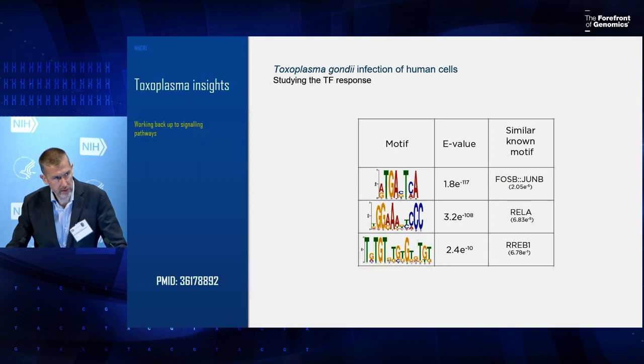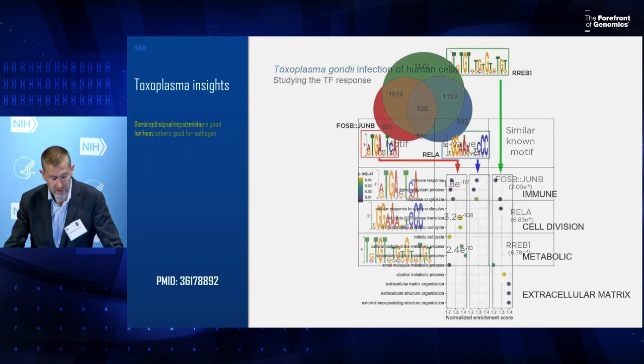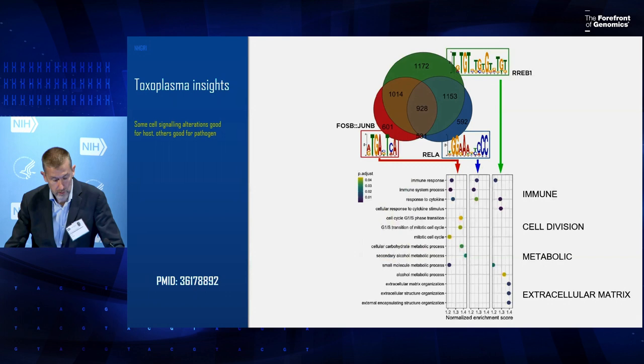motifs, and FOSB, JUNB is AP1. RELA represents NF-kappa-B, and RAB1 is a RAS-related transcription factor, basically. And we then asked the question, which genes are associated preferentially with each of these transcription factors? While the NF-kappa-B response was solely, as far as we could see, an immune response, the others, as well as inducing immune responses, AP1 was involved with cell division genes and also metabolic genes, while the RAS-related pathway was really focused on the extracellular matrix.